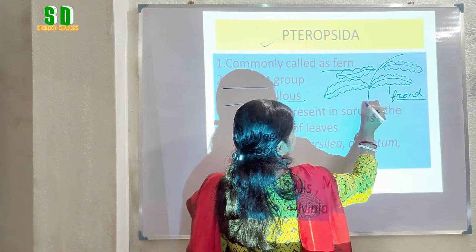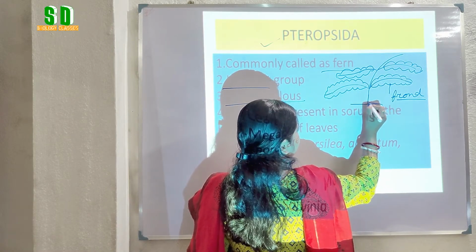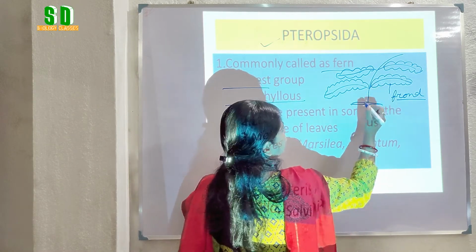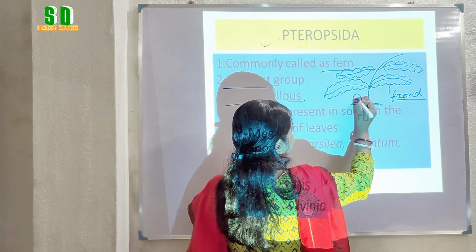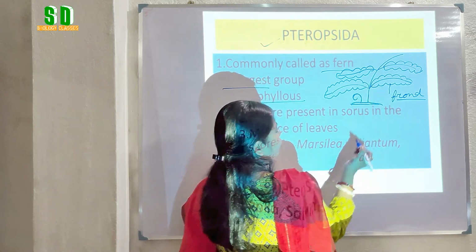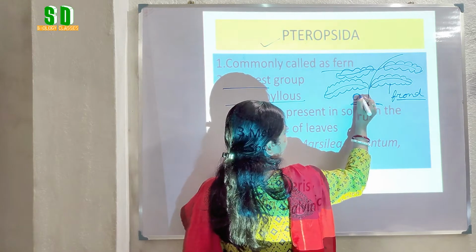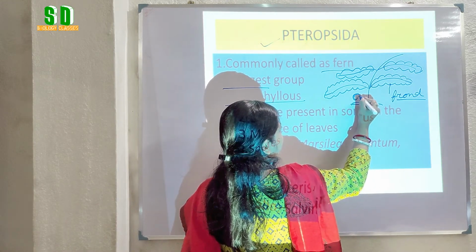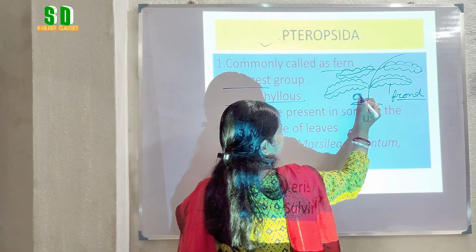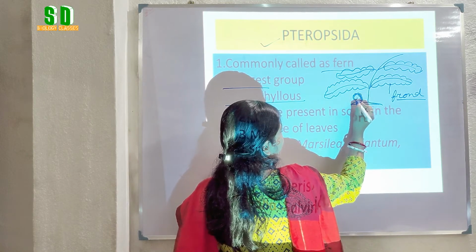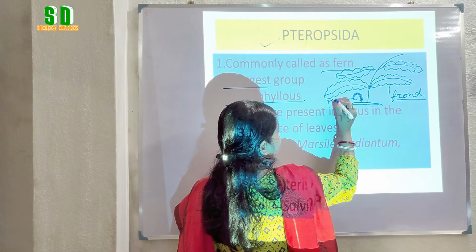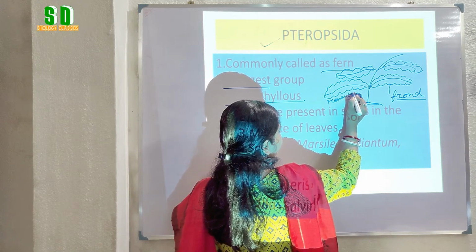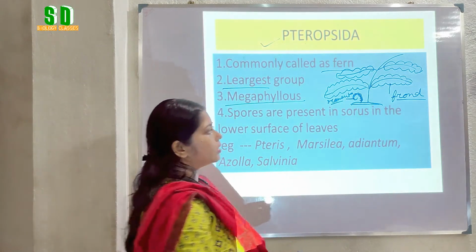We can see that in these members the young leaves remain in a coiled structure. They have a coil-like structure, and the stem and the young leaves, and the young stem, are covered by small scaly leaves. This structure is called ramenta.